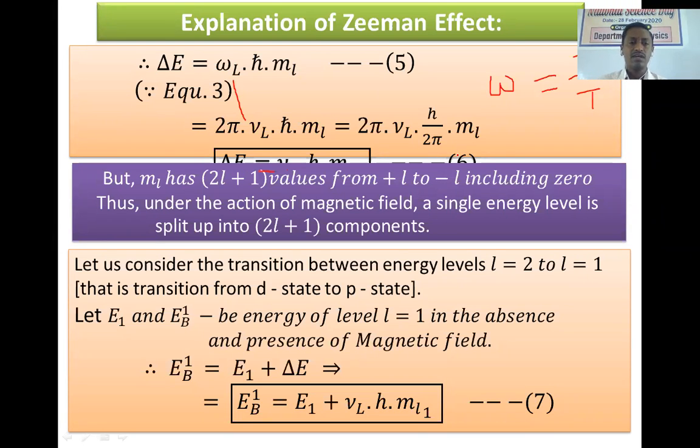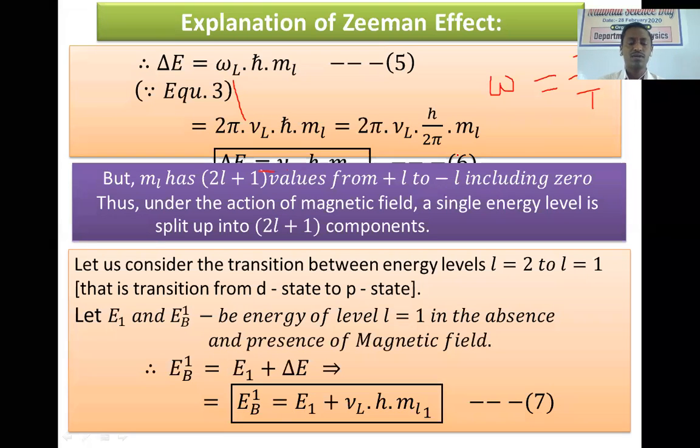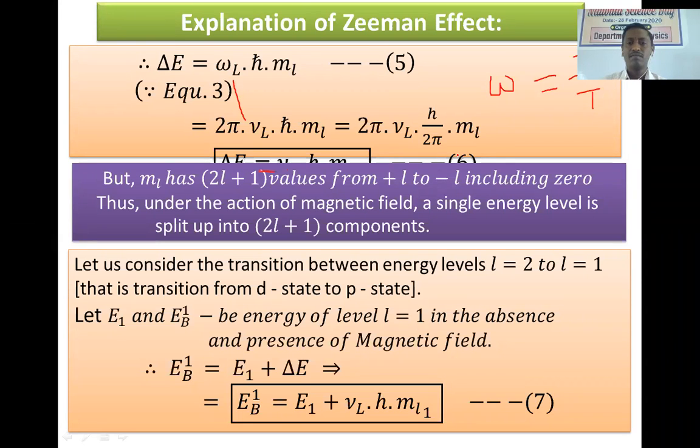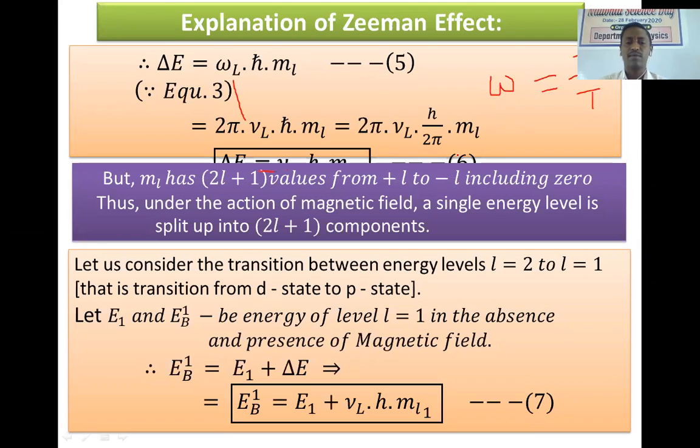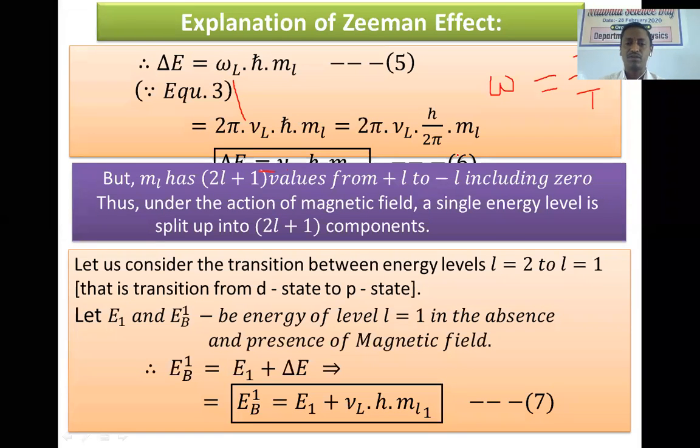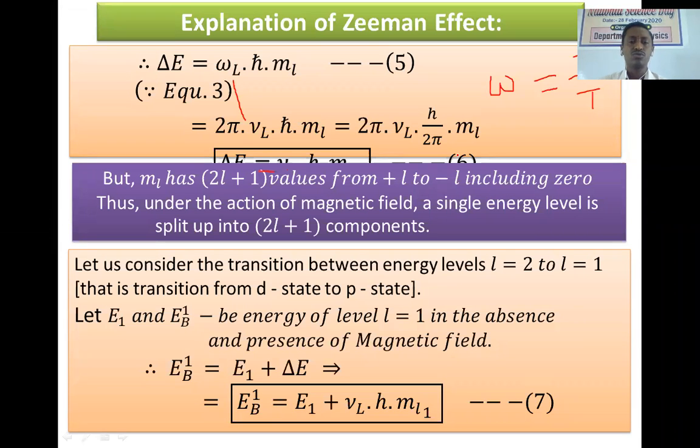Now we know the ml has a total number of twice L plus 1 values. Its values always range from minus L to plus L, or plus L to minus L, including 0. Means for a particular electron, if the value of L is 1, then its values of ml will be plus 1, 0 and minus 1. And so on. If it has the value of 2, then the values of ml will be 2 into 2 plus 1, that is 5 values ranging from minus 2, minus 1, 0, plus 1 and plus 2, and so on.